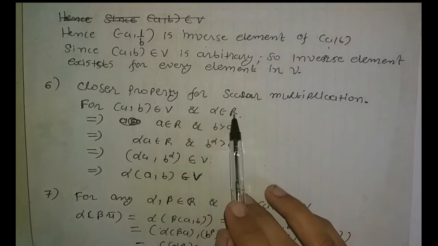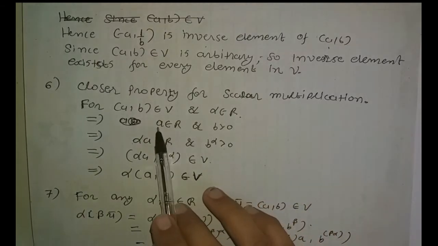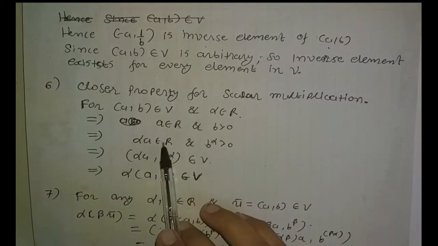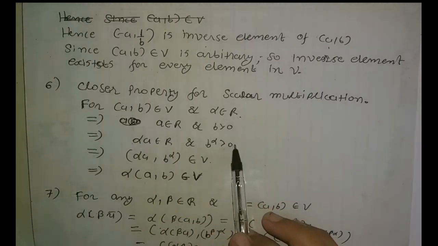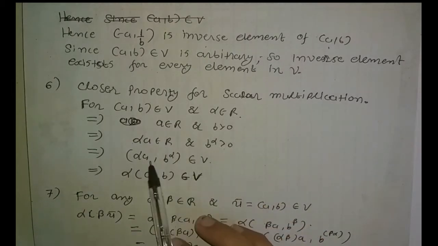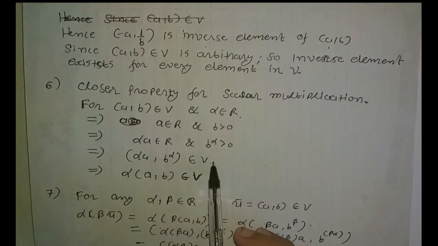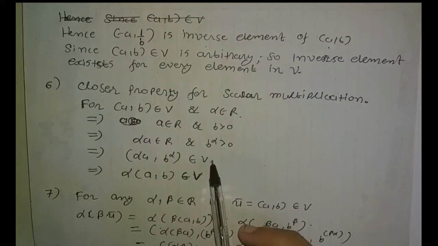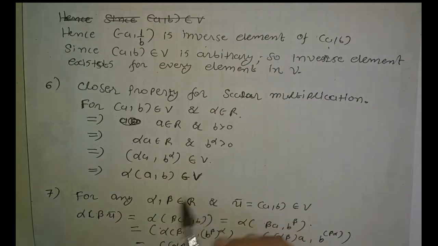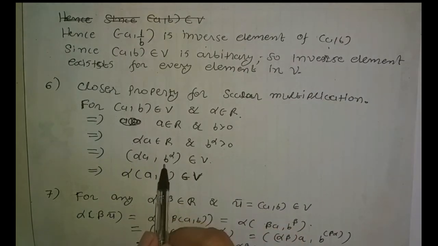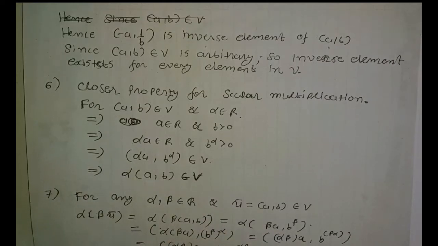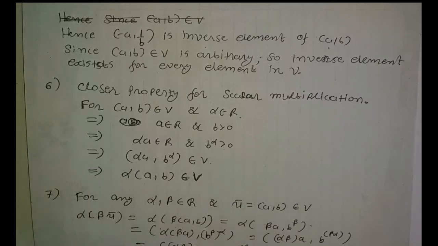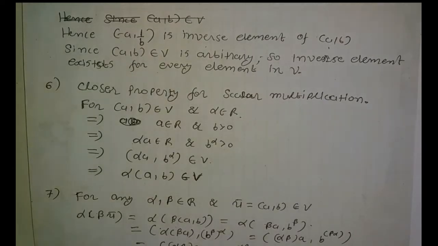Now alpha belongs to R and a belongs to R, so the multiplication alpha a also belongs to R, and b raised to alpha is greater than 0. So the vector (alpha a, b raised to alpha) belongs to the set V. And this is the definition of scalar multiplication. So alpha (a, b) belongs to V. So the closure property for the scalar multiplication is satisfied.